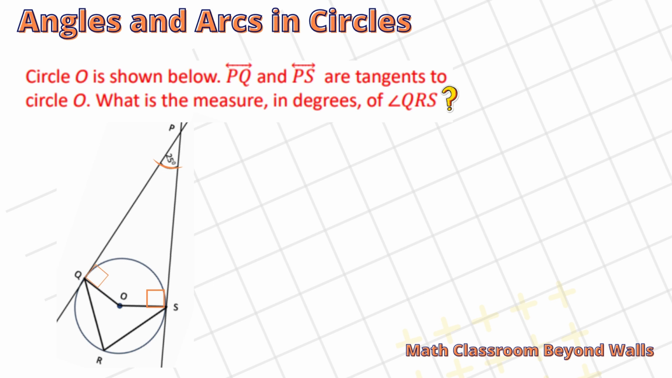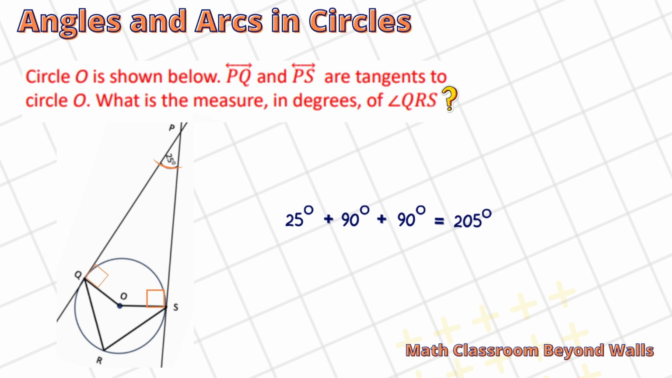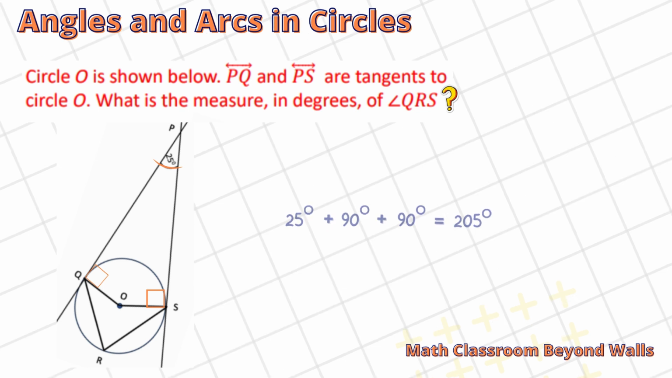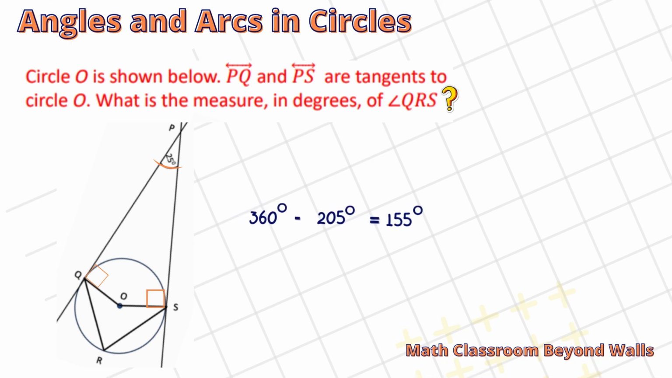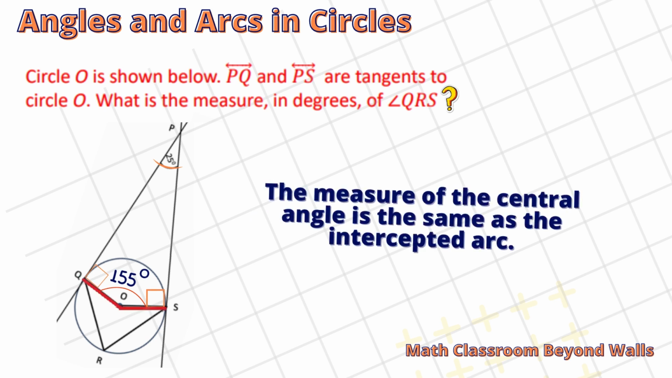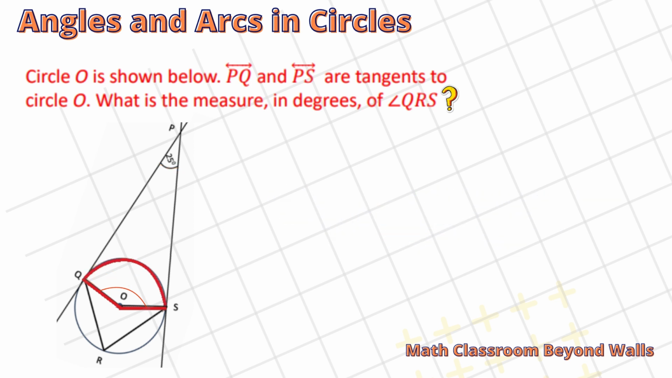So the sum of the three angles is 205 degrees. Since the sum of the angles in a quadrilateral is 360 degrees, we subtract 205 degrees from 360 degrees to get the measure of angle QOS. So the measure of angle QOS is 155 degrees. Since the measure of the central angle is the same as the measure of its intercepted arc RQS, then the measure of arc RQS is also 155 degrees.